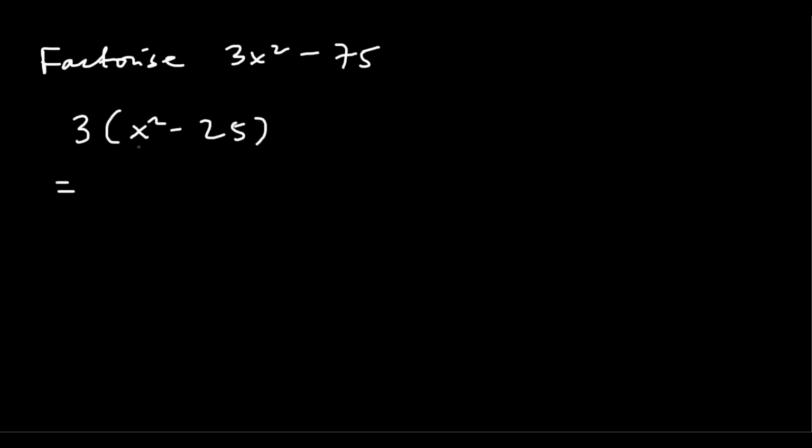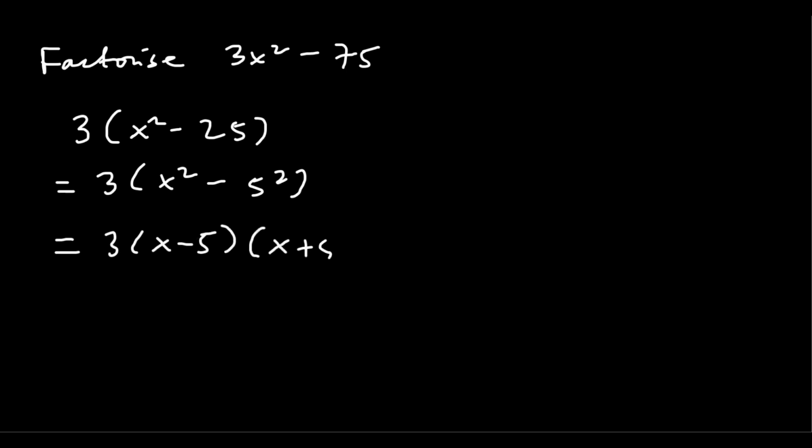And then we can factorize this expression using difference of squares. So it would just be x squared minus 5 squared. And that becomes x minus 5 times x plus 5.